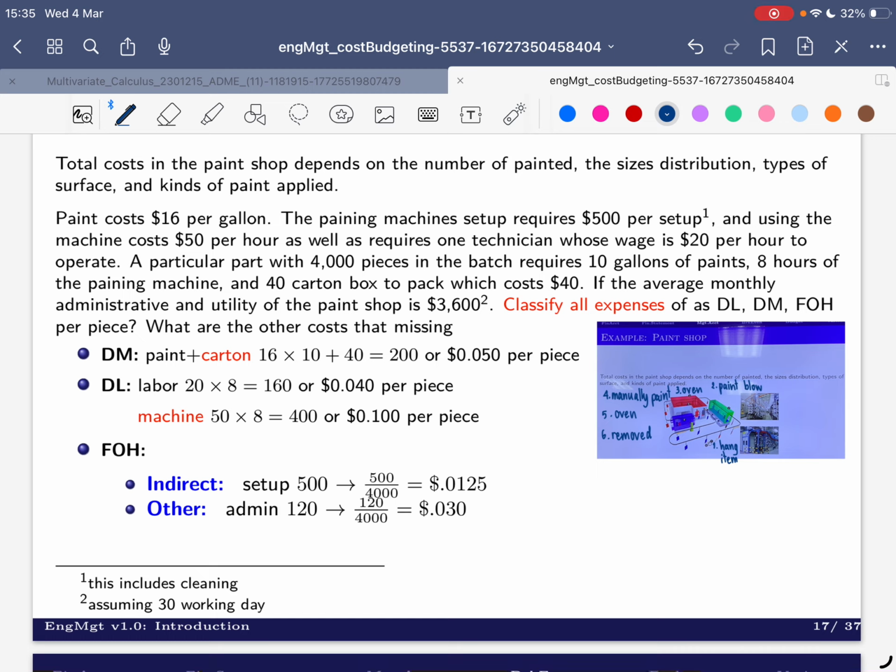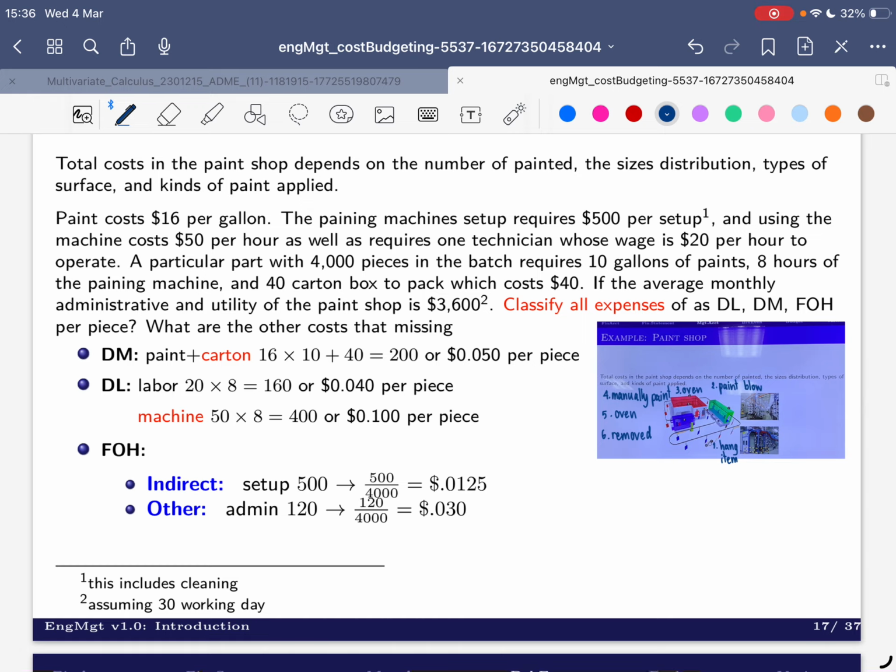And the cartons cost you $40 for 40 boxes. If on average the monthly admin and utility of this paint shop is $3,600, can you classify DM, DL, and factory overhead? Before you go further, this example is kind of special.